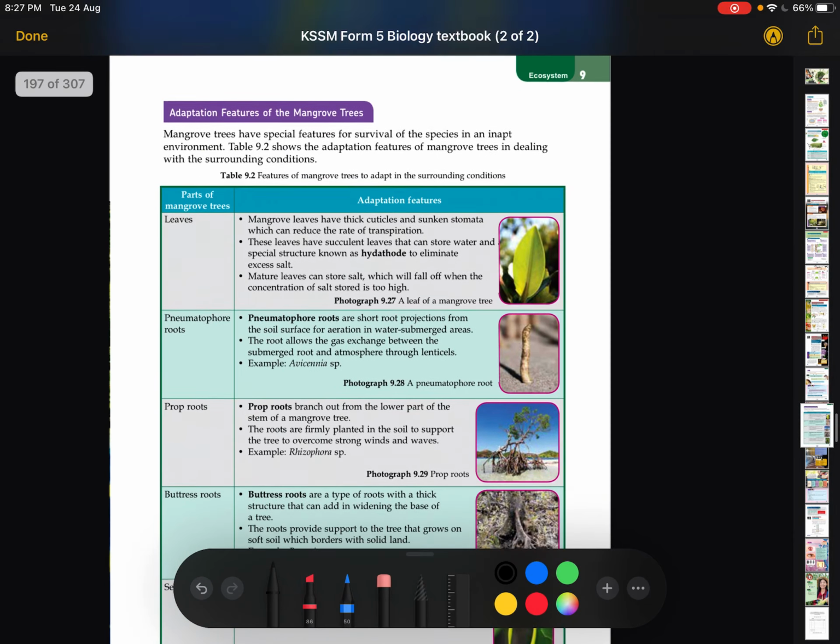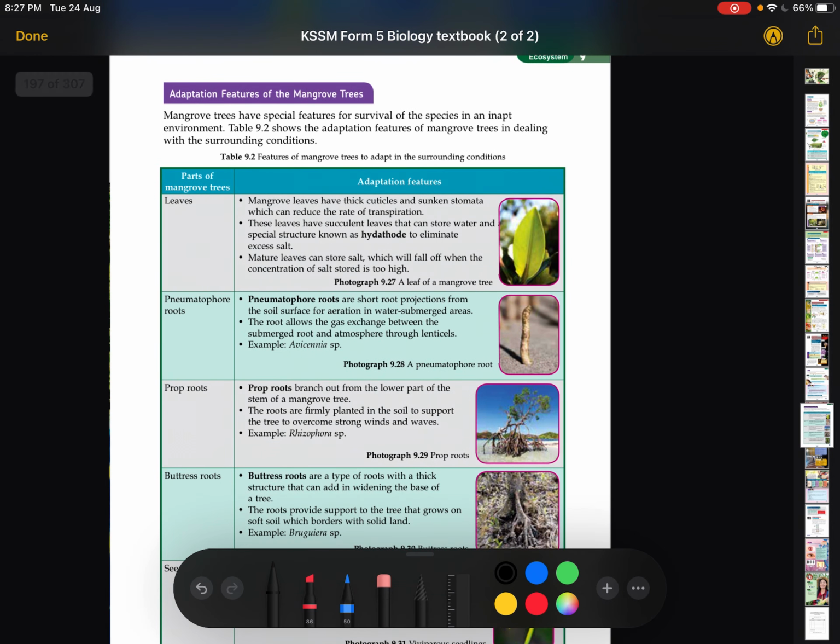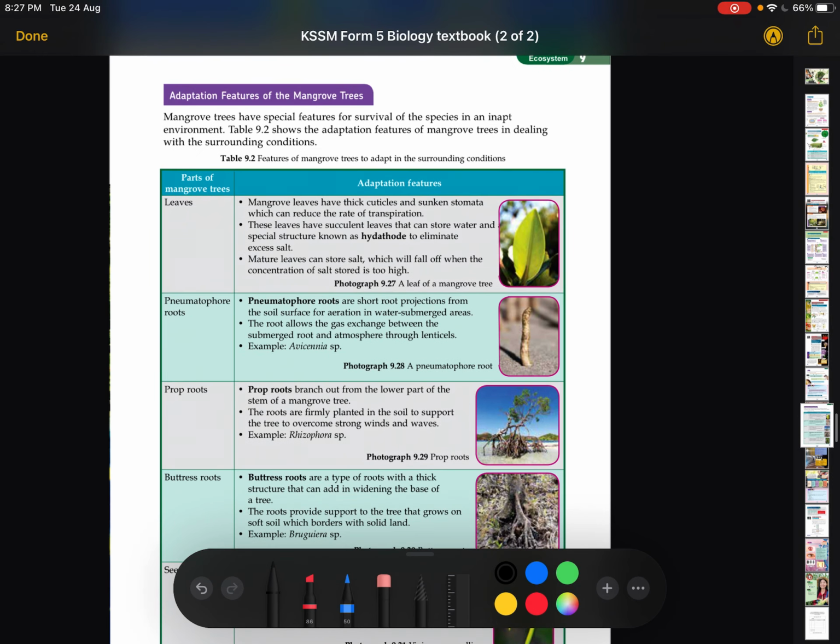So these are the abiotic components. I think she didn't really mention this one much, so I'm going to skip it. So what are the adaptations that the mangrove trees have? Number one will be the leaves. If you remember the halophyte stuff, it has thick cuticles and sunken stomata. Why do you want thick cuticles and sunken stomata? To reduce the rate of transpiration, because there is a lot of light intensity there, so it's easy to lose water. So they make the stomata sunken, and they also have thick cuticles to prevent that.